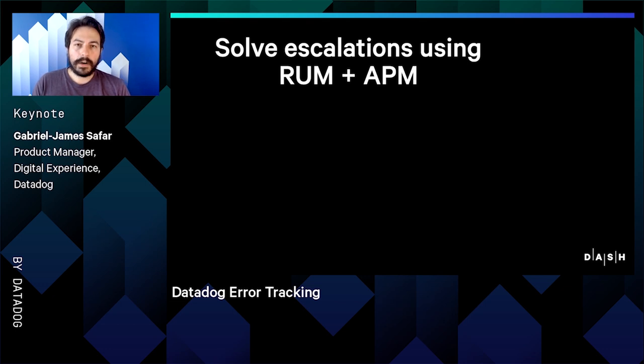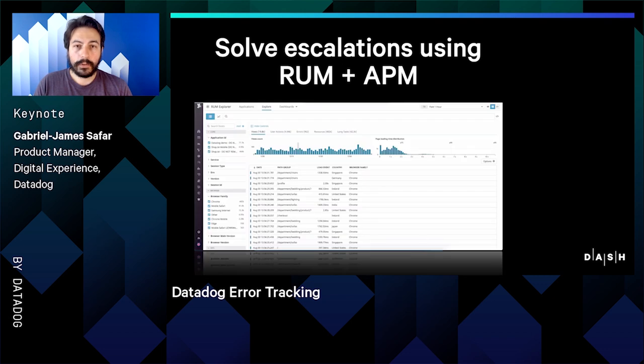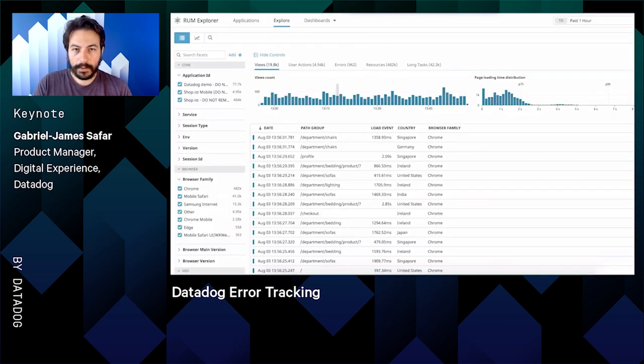Let's say you are an application developer working for an e-commerce website and a customer reaches out, letting you know that there is an issue and that he cannot purchase a product. Let's see together how you can use Datadog RUM and APM together in order to address this issue.